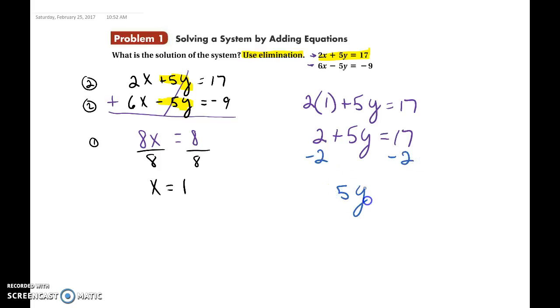And we get 5y is equal to 15. And then we'll divide both sides by 5, and you get y is equal to 3. So the final answer is 1, 3.